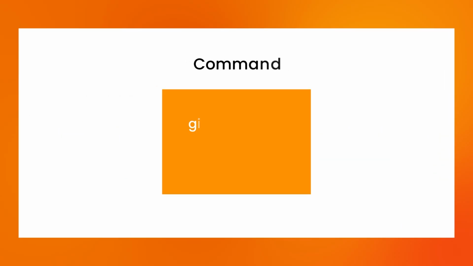For this, the command is git commit -m and then your message. Here, -m is used to pass the message. Let's implement this into our terminal.